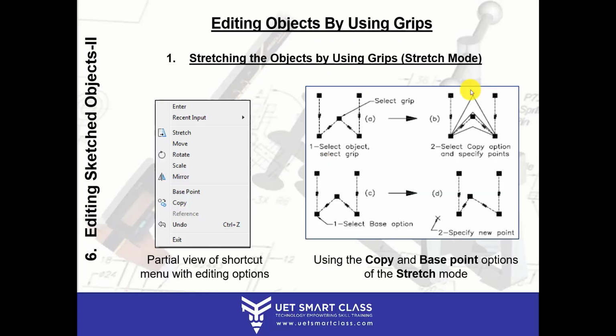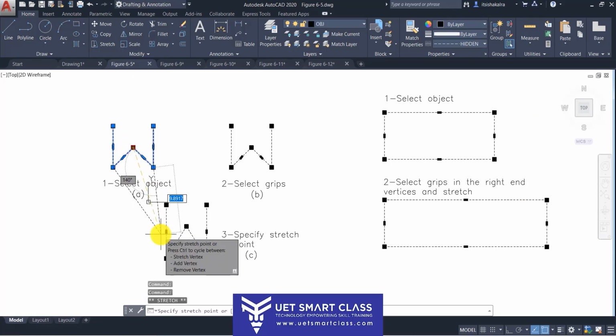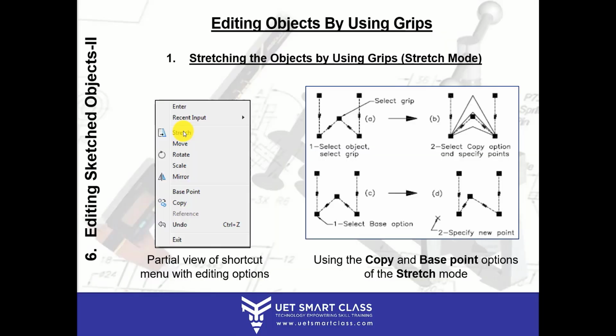I can even create copies. This is my selected grip, and as I showed you, after selecting this object, when I select the grip, the stretch mode will automatically start. It has an option called copy. When I click on copy, the particular point which I selected, that is this grip, will create copies of these two intersecting lines at the center of the W.